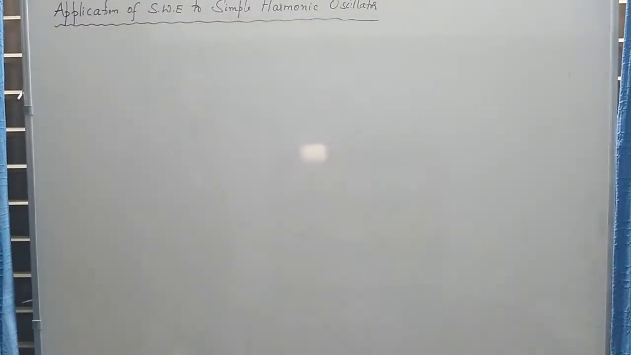Now let us apply the Schrodinger wave equation to the simple harmonic oscillator. I hope you are now familiar and comfortable with the meaning and definition of a simple harmonic oscillator and what is simple harmonic motion. So what is simple harmonic motion? A simple harmonic motion is a motion which obeys Hooke's law.